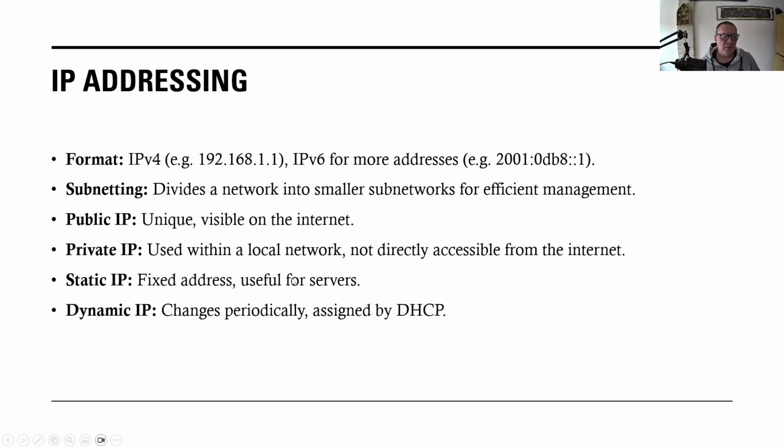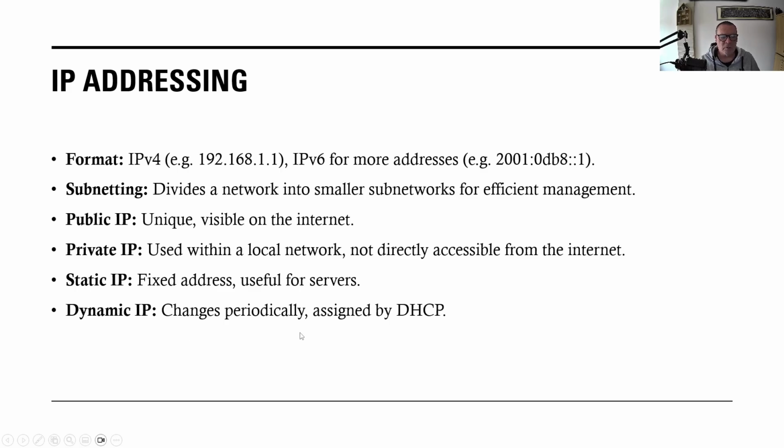A static IP address is one that's fixed. It doesn't change each time you log on, each time you connect to the network. It stays the same. So for example, servers would have a fixed static IP address so that you can find them again. You don't have to search for them all the time. They're always going to be in the same place. A dynamic IP address is one that changes periodically.